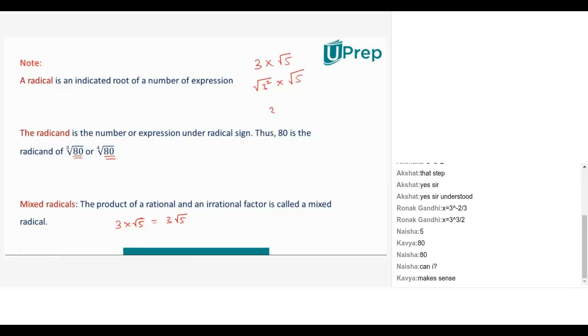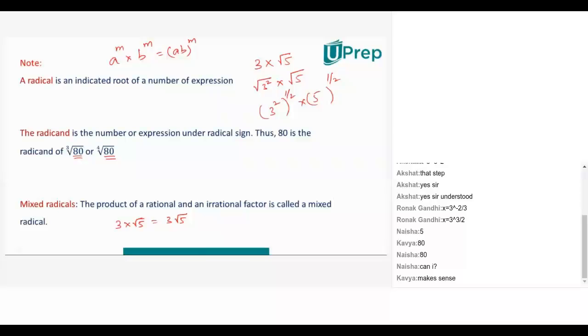Because it's in the form of 3 to the power of 2 whole to the power of 1 by 2 into 5 to the power of 1 by 2. If your powers are same, it's of the form a power m into b power m. What is that equal to? Tell me. It's ab to the power of m. Wonderful. A power m into b power m will be ab to the power of m.